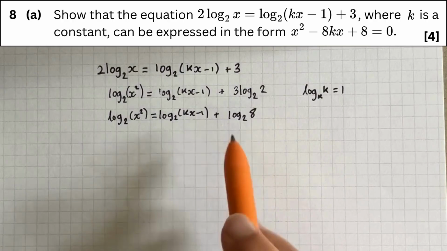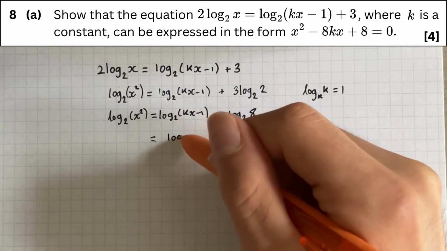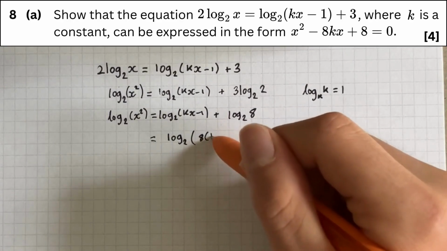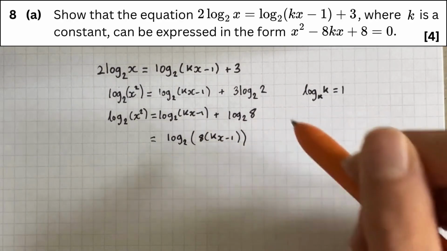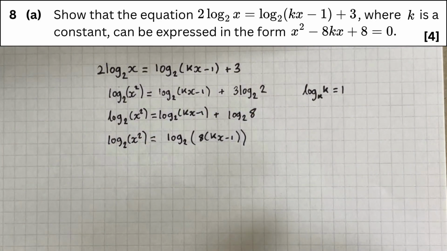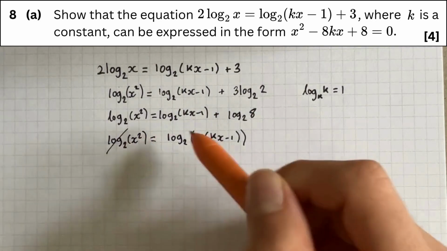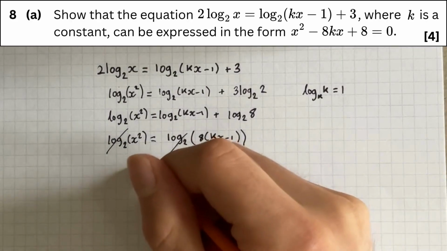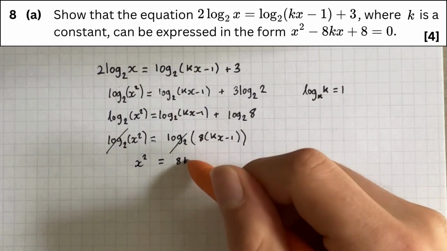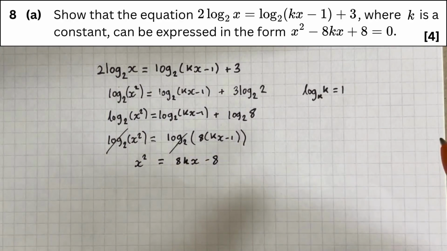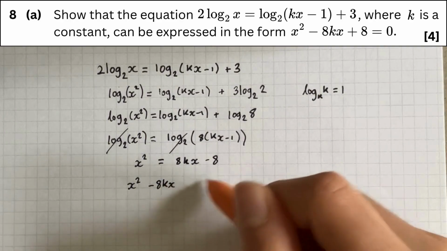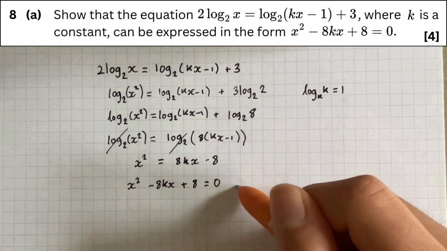Now, it's still not a single logarithm, so we can use our timesing law to say that we're going to times the middles of the logarithms when we add the logarithms together. So 8 times kx minus 1, like this. The left-hand side staying the same. Now it's a logarithm on the left, it's a logarithm on the right, so we can say goodbye to them both. And we get x squared is equal to 8 times kx minus 1. I can expand that here and say 8kx minus 8. Now there's only one step left, rearranging it all to the same side to get the given answer. So we get this as required.